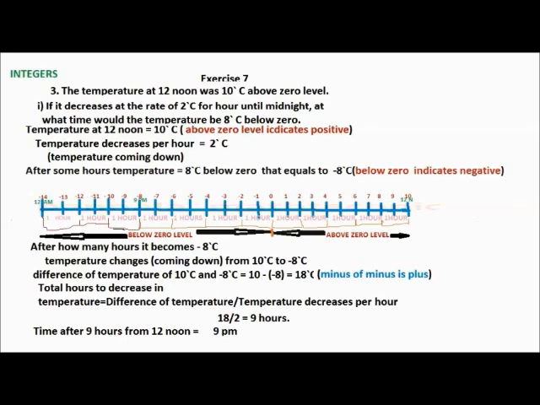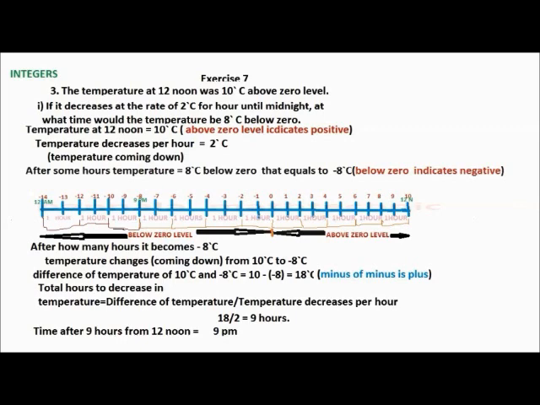Now the temperature changes from 10 degrees to minus 8 degrees. We have to calculate the hours taken for it. So the difference of temperature between 10 degrees centigrade and minus 8 degrees centigrade is 10 minus minus 8. Minus of minus is plus, so that becomes 18 degrees centigrade. So the total difference in temperature becomes 18 degrees centigrade.